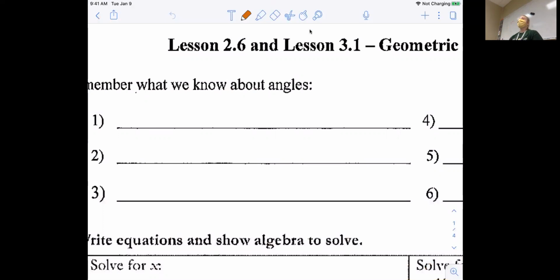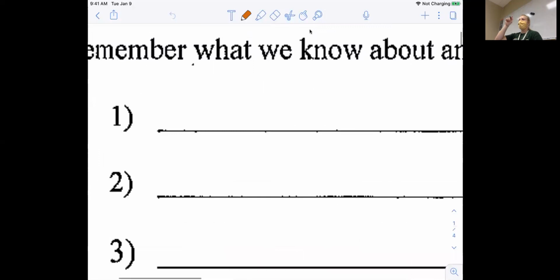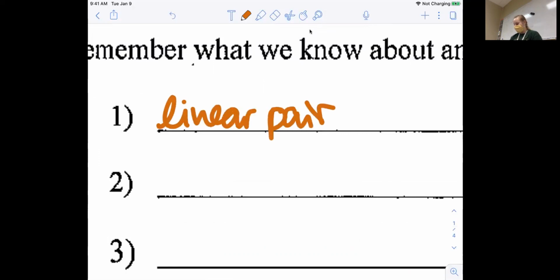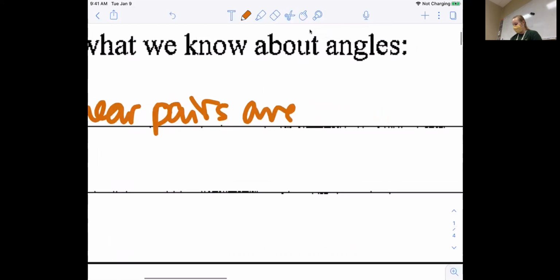What are 2 special types of relationships we know about angles? I don't want to do complementary, I want to do supplementary. What's a special type of angles that are supplementary? Linear pairs. They are also adjacent, but by definition, the linear pairs are supplementary.